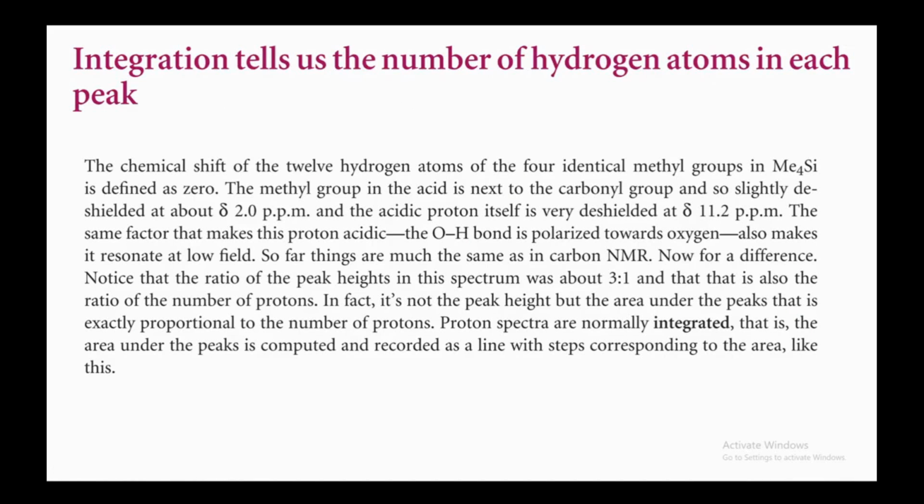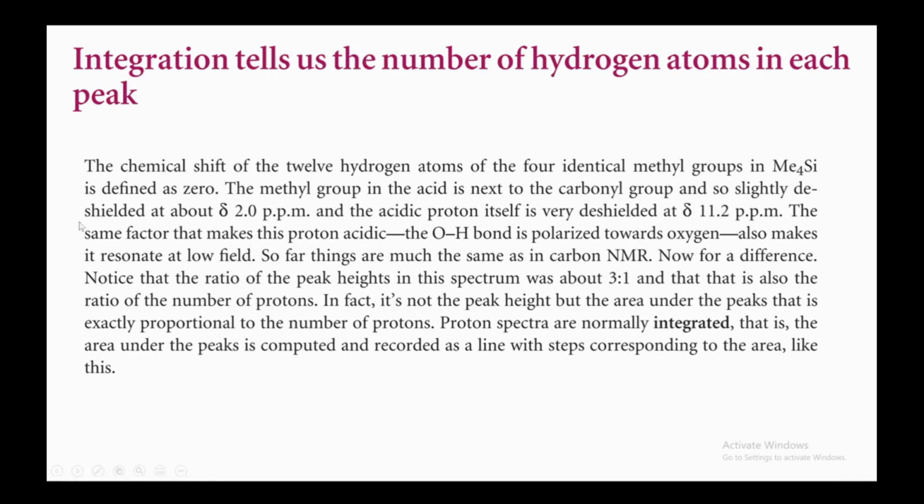Integration tells us the number of hydrogen atoms in each peak. So another piece of information that we get from a proton NMR spectrum is how many hydrogens are giving the signal corresponding to the given peak. The chemical shift of the 12 hydrogen atoms of the 4 identical methyl groups in tetramethylsilane is defined as 0. The methyl group in the acid is next to the carbonyl group and so is slightly deshielded at about 2 ppm, and the acidic proton itself is very deshielded at 11.2 ppm. The same factor that makes this proton acidic, the OH bond being polarized towards oxygen, also makes it resonate at low field. So far things are much the same as in carbon NMR.